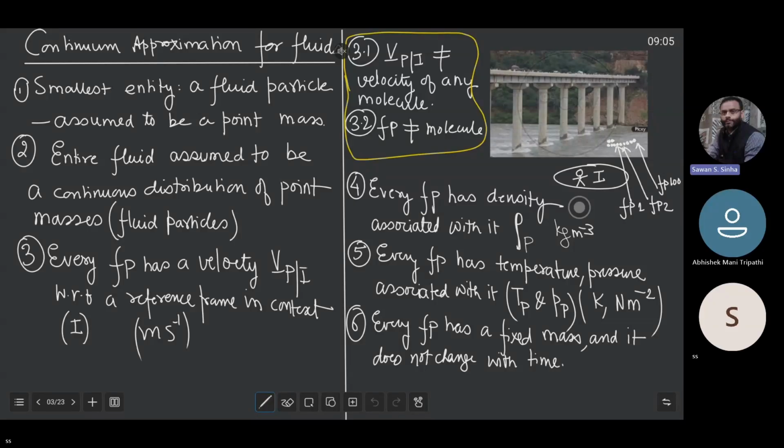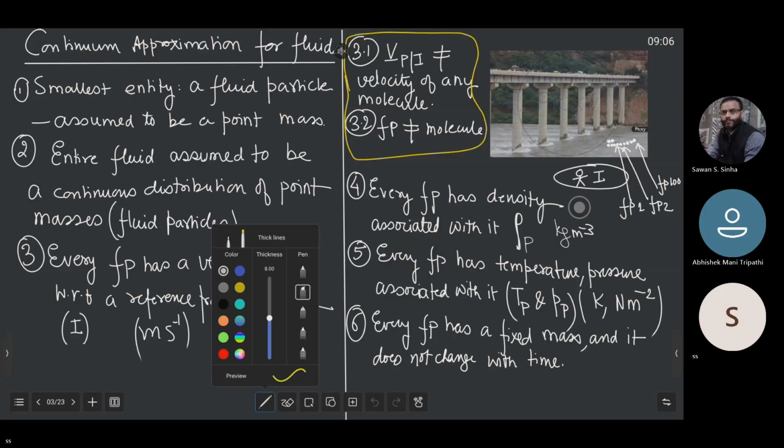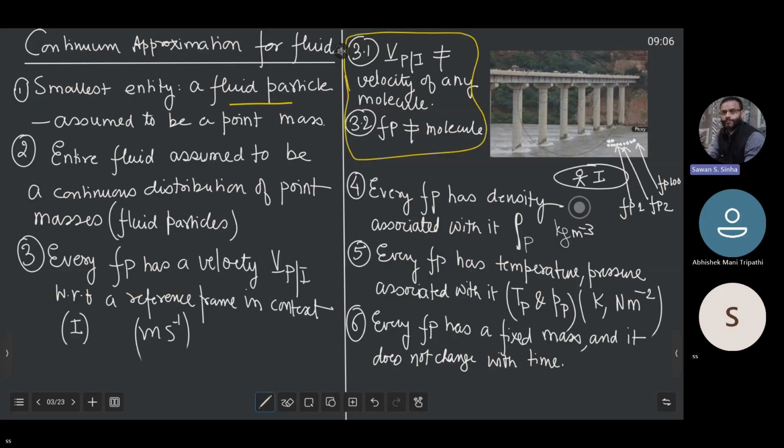Let me quickly review what I was trying to say. In a continuum approximation, a fluid particle is not a molecule, and it is assumed to be a point mass. The entire fluid is assumed to be a continuous distribution of point masses like this.